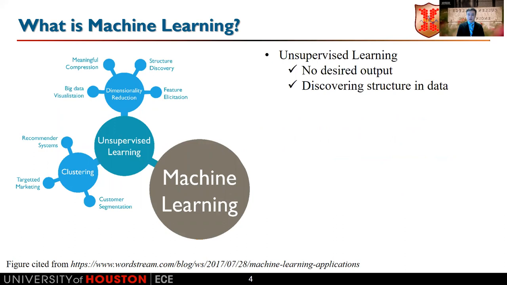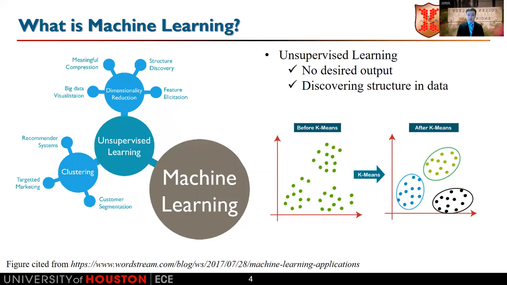For unsupervised learning, the data are all unlabeled, and the purpose is to discover the structure in the data. One of the typical algorithms of unsupervised learning is k-means. Assume we have many scattered data points in the coordinates, and k-means will measure the distance between the data points and the center points. If there is a center point which is the closest to the data sample, the data sample will be assigned to the corresponding class accordingly. After the clustering, we can see the data points are divided into three classes. This is also an effective way to label the data.